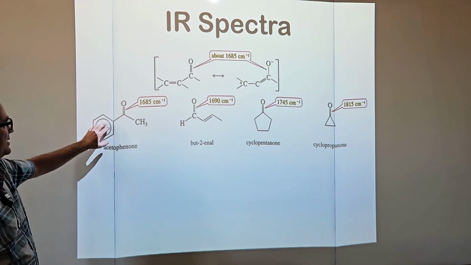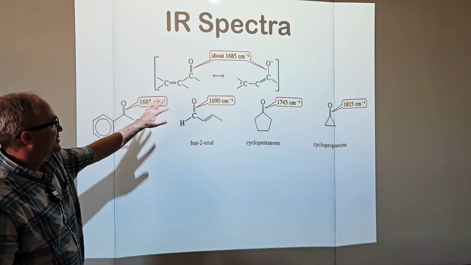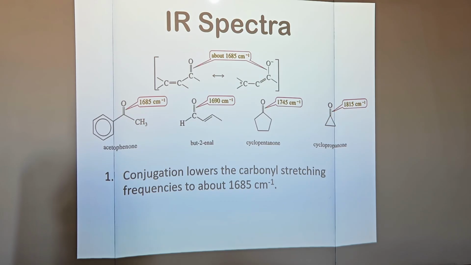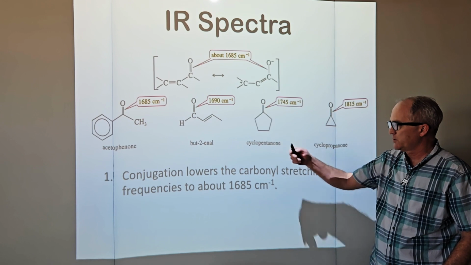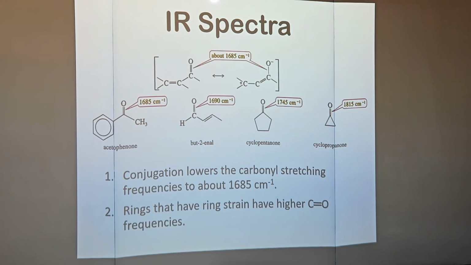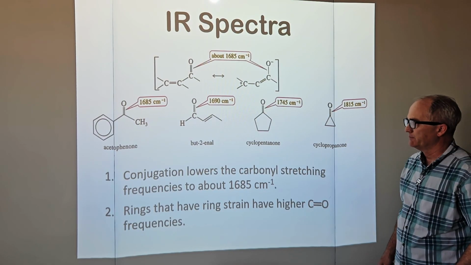1815. So this thing here, now that you know about all these double bonds, there's some conjugation there. Conjugation lowers the carbonyl stretching frequencies to about 1685. And these get increased, probably due to a bunch of angle strain. Rings that have ring strain have higher carbonyl stretching frequencies.